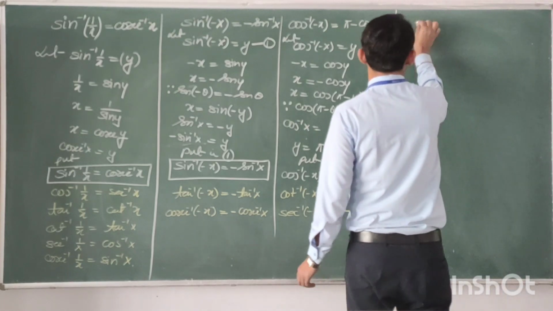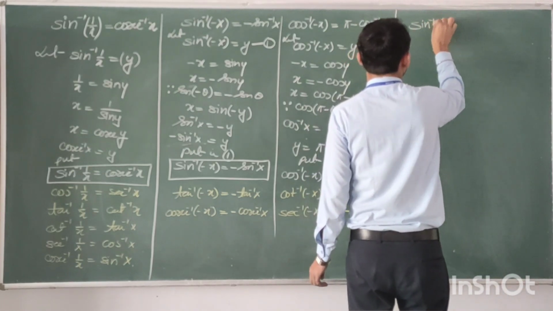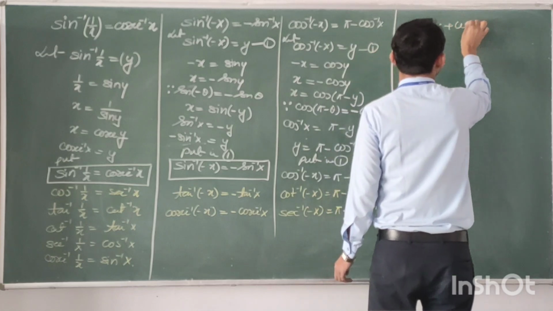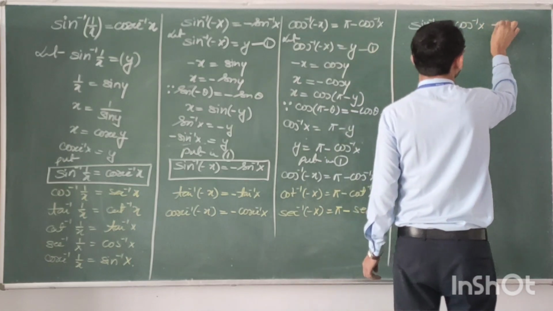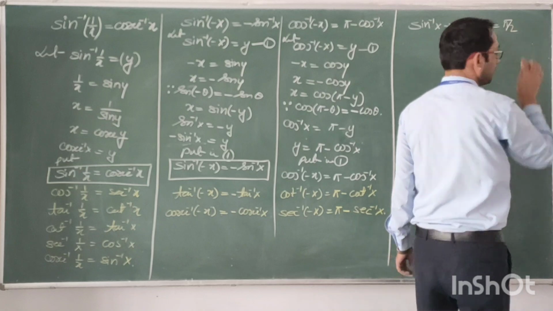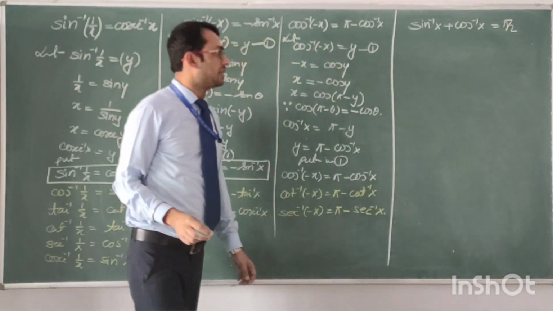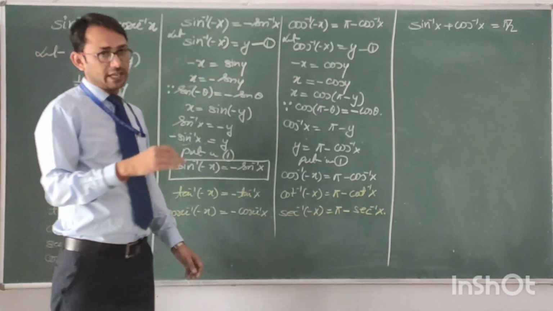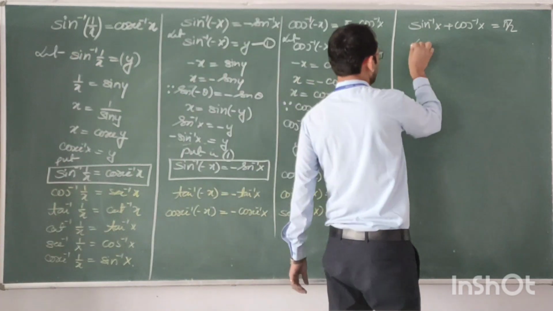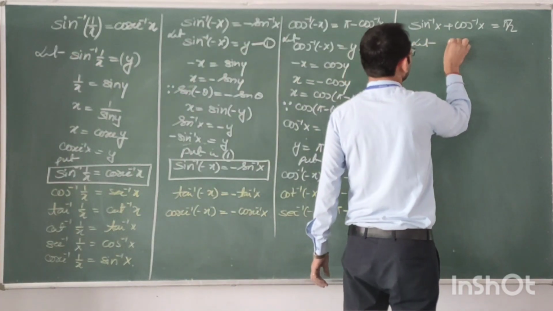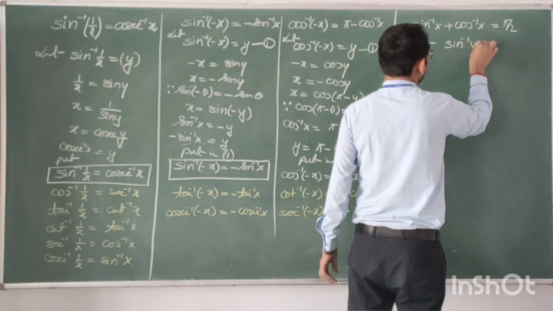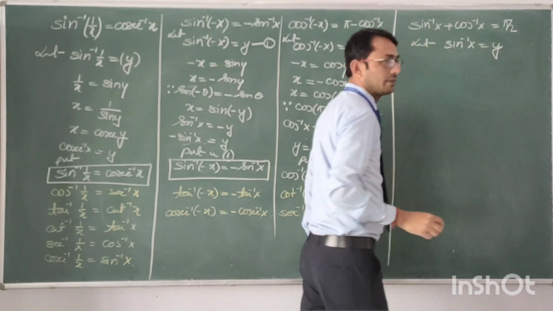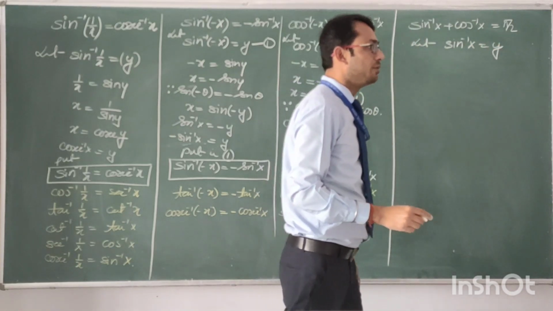That is sin inverse x plus cos inverse x equals pi by 2. Sin inverse x plus cos inverse x equals pi by 2. Again we need to suppose. So let sin inverse x equal y. So what could I do?